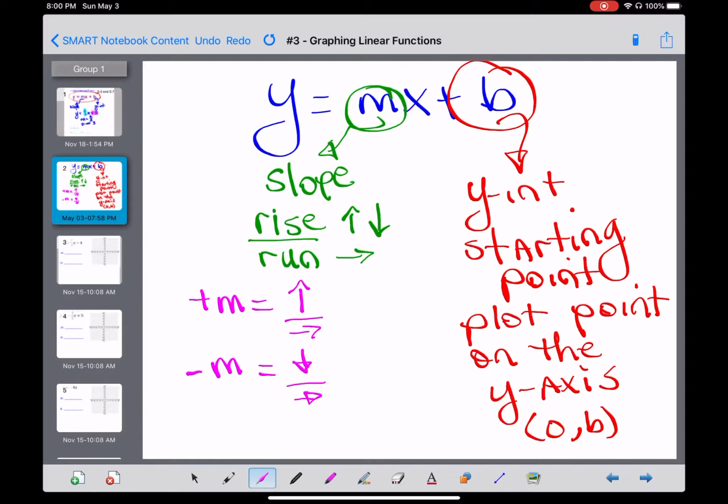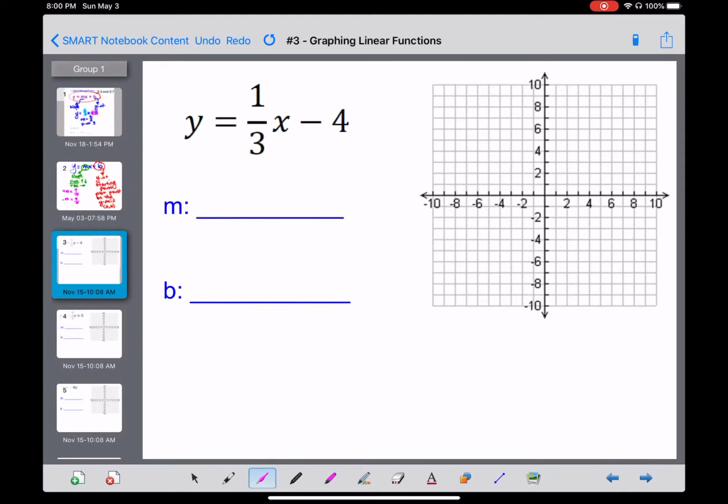So now we're going to do some examples to help you. If you were given the equation y equals 1/3 x minus 4, just like I mentioned a little while ago, I'm always going to start with my y-intercept. And my y-intercept is (0, -4). So you're going to start on the -4 on the y. So there it is. There's my point.